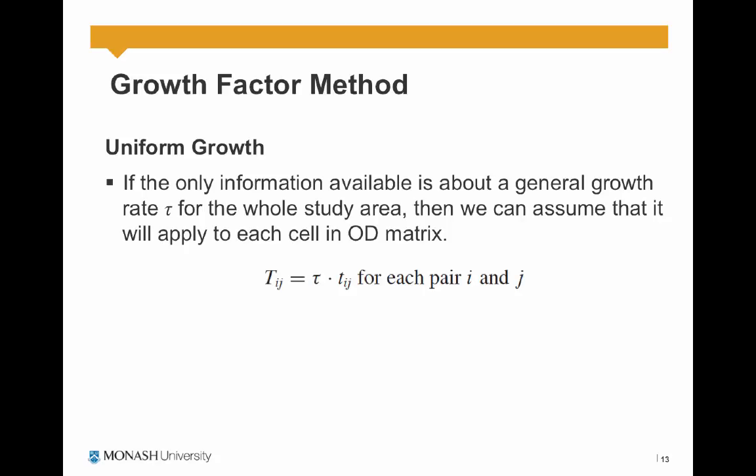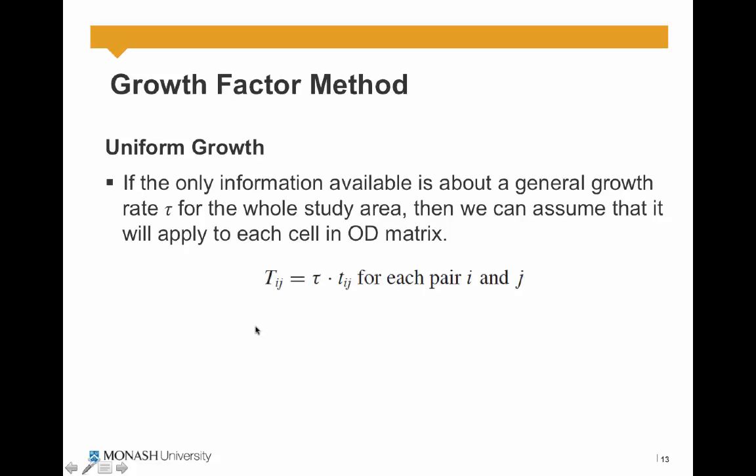So the first method in trip distribution modeling is a growth factor method. Similar to the trip generation modeling, we can use a simple but a little bit naive growth factor method here. In a uniform growth method, if the only information available is about a general growth rate tau for the whole study area, then we can apply this general growth factor to every cell in the OD matrix.